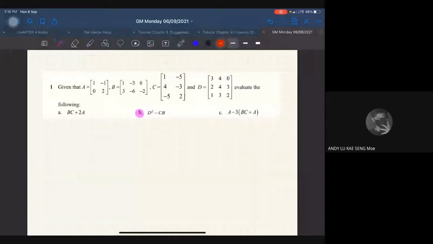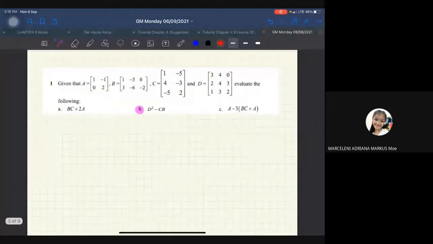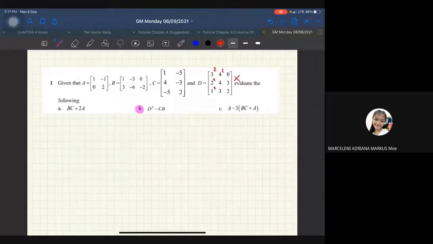Okay, so what does it mean by D squared over here? Kat sini, D squared ni merujuk kepada apa? Adakah setiap elemen dekat dalam ni kita akan square kan? Yes or no? So what does it mean by D squared? No. Okay, betul. So maksud D squared for matrices adalah dia adalah matrix D darab juga dengan matrix D. So kita darab dua benda yang sama. Okay, so dia bukanlah setiap elemen ni kita square kan. Ni, this one salah. Okay, so maksud D squared is you just multiply matrix D with itself. Okay, so that is D squared.